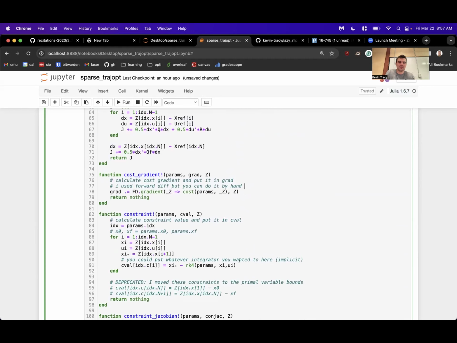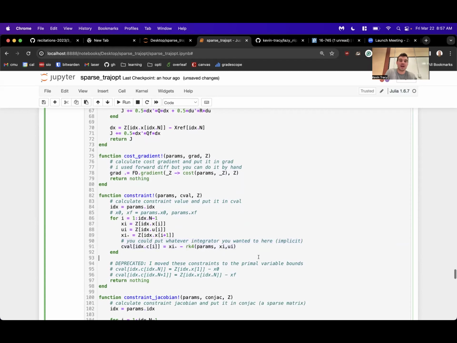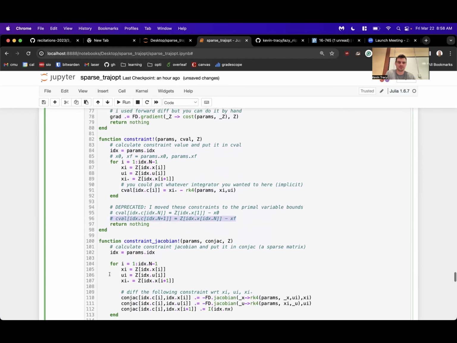And then for the constraint value, I have a few different constraints here. For 1 to N minus 1, I have my dynamics constraints. This is me saying that x k plus 1 should be equal to RK4 of this. Just like you did in homework 3, I could put an explicit or an implicit integrator here, and it will work just fine for both. So this is where our dynamics constraints go. If you wanted to, you could put your initial condition and your terminal constraints here, but since we have primal variable bounds, we don't have to. We can just bake those constraints into the primal variable bounds.